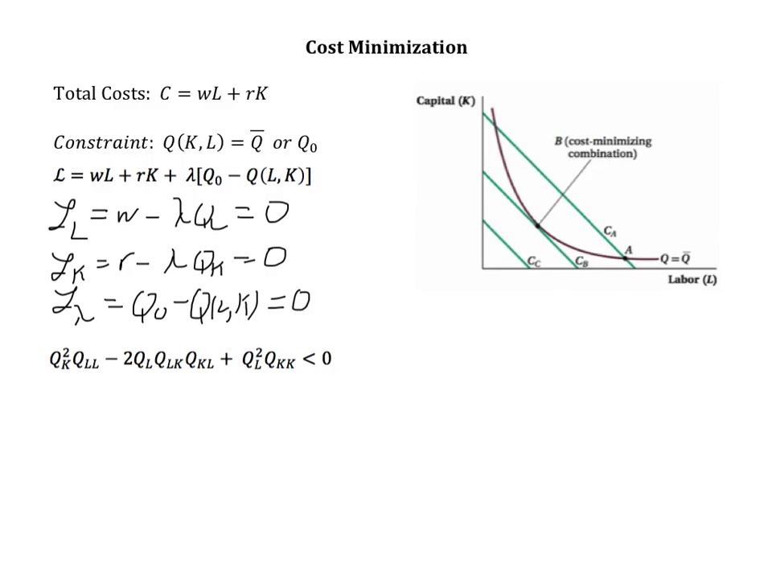Solving either of the first two first-order conditions for lambda, we get lambda is equal to, say, W over Q sub L, which is equal to the change in cost over the change in output resulting from an increase in L, and that's just marginal cost. The same for the ratio of the rental cost of capital to the marginal product of capital. Combine the first two equations to get the tangency condition.